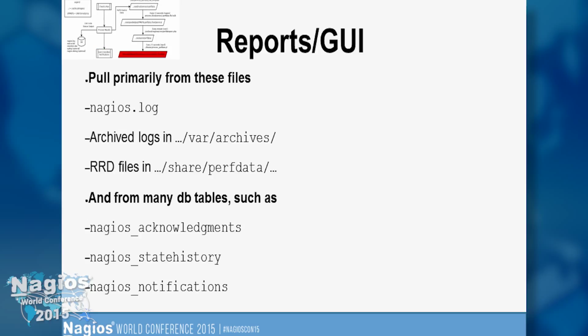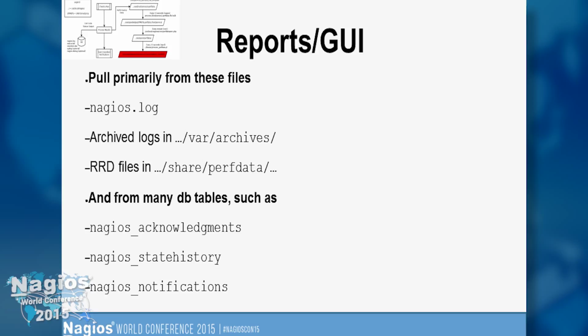So finally, we're talking about the reports in the GUI. So you've got all this data, all this performance data, all this status information, all this alert history, and it's stored, and all these reports pull it from various places. So typically, you've got a couple files and a couple database directories.